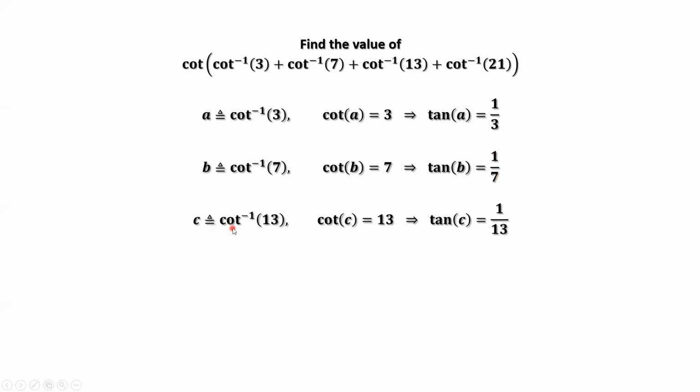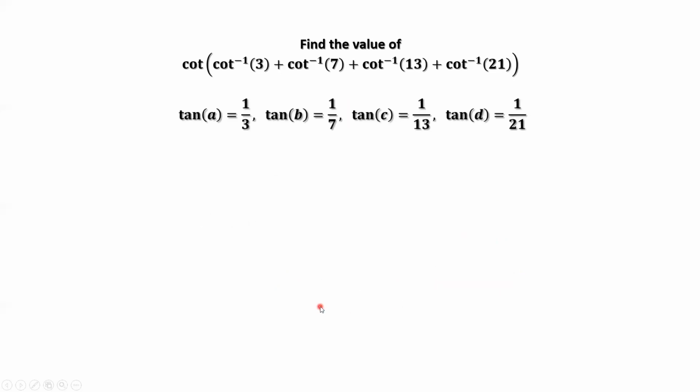C equals inverse cotangent of 13. This implies cotangent of C equals 13 and tangent of C equals 1/13. D equals inverse cotangent of 21. We have cotangent of D equals 21. This implies tangent of D equals 1/21. We have 4 results here.